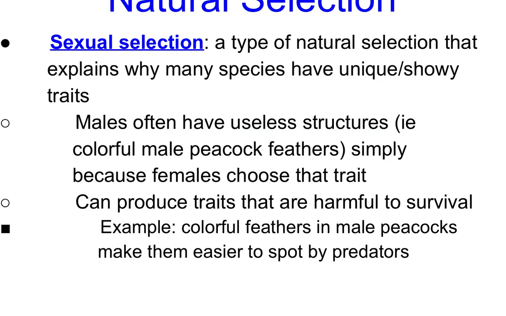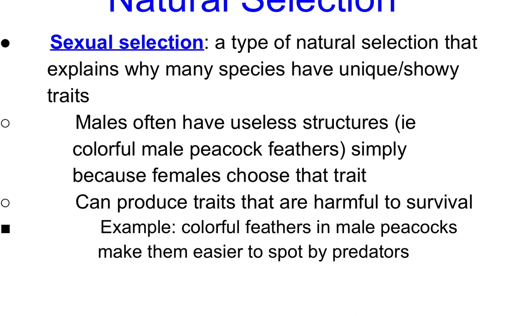Sexual selection is a type of natural selection that explains why many species have unique or showy traits. And most often this happens in males. Males often have these useless structures like the colorful feathers of a peacock. This is simply because the females like it, so they choose that trait when they're choosing a mate.